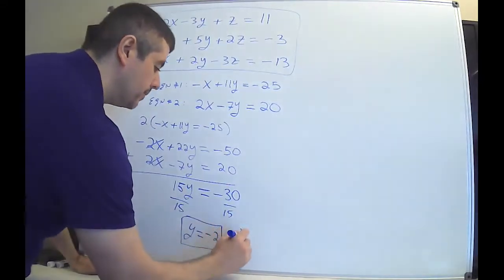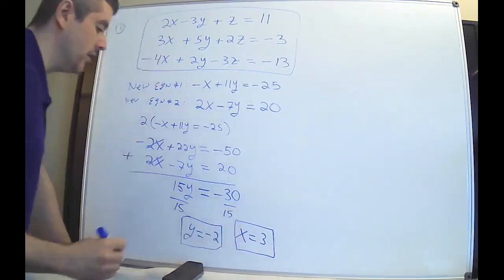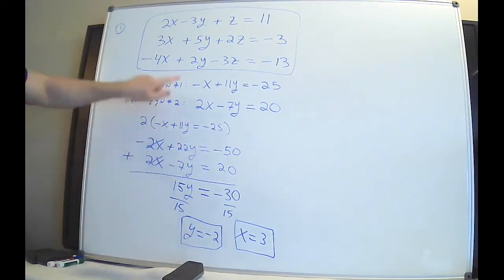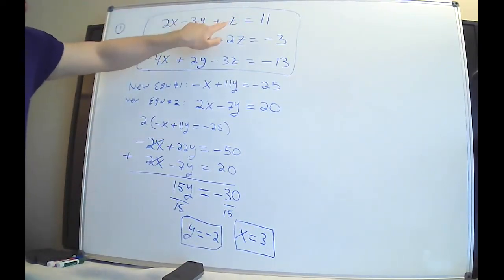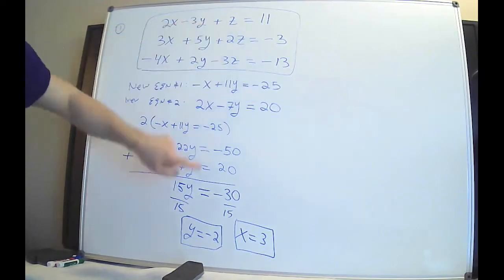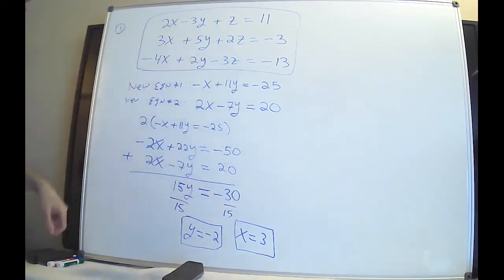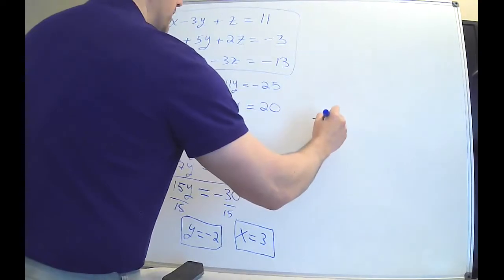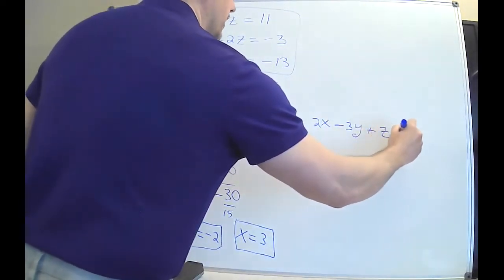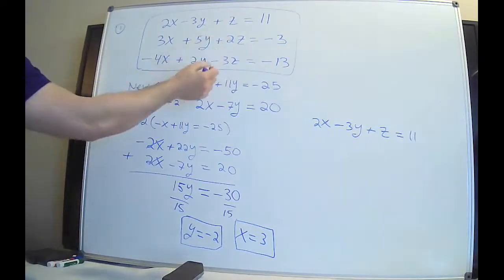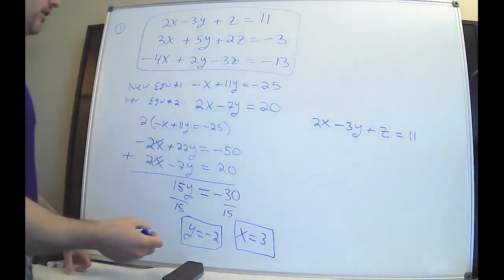So now I know 2 of my 3 letters. I know x and I know y. I hope the top one is the obvious choice here. The z already has a 1 in front of it. So it's better for you to plug x and y into the top one. It's certainly easier and more convenient to solve for z. You can use any of them to solve for z, the middle one, the bottom one, but I think the top one is the easiest one.